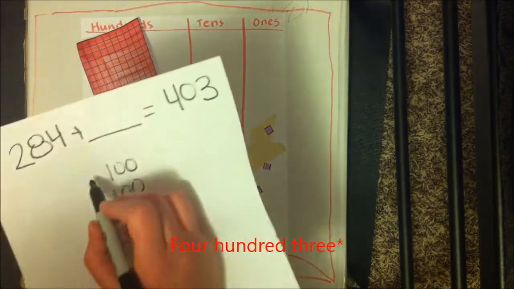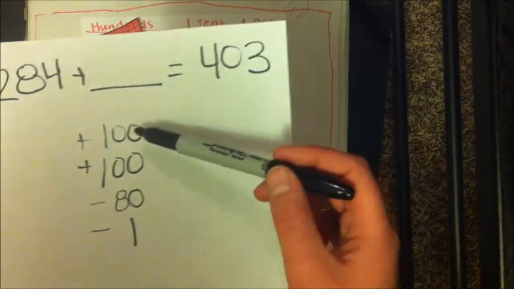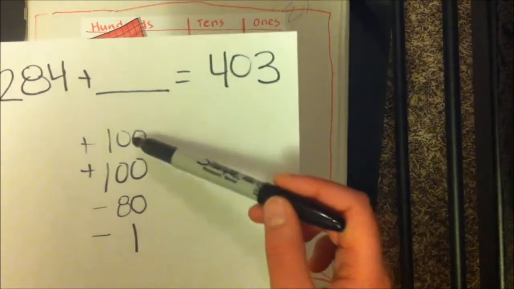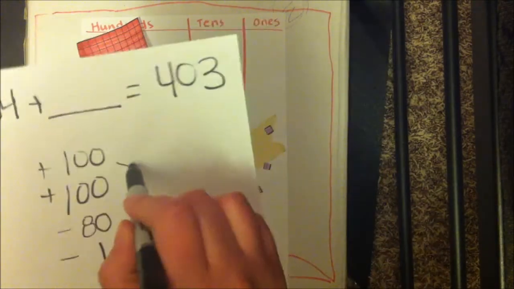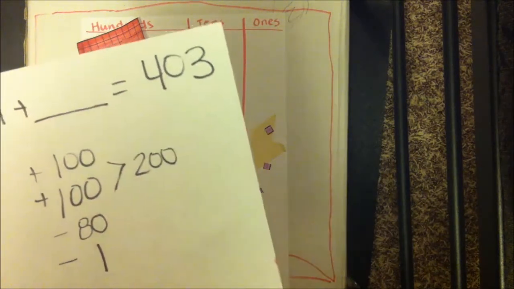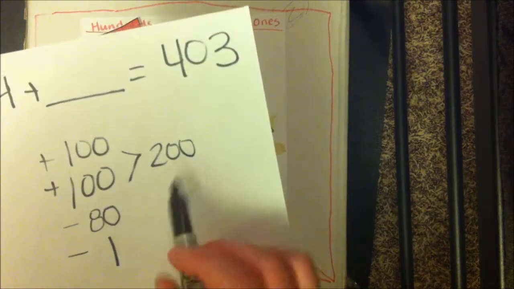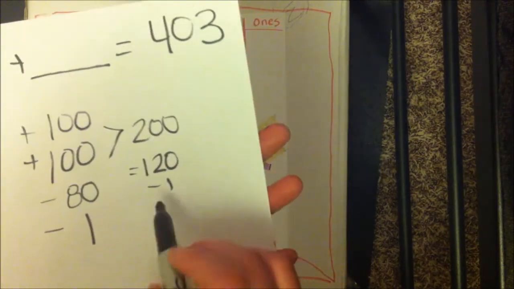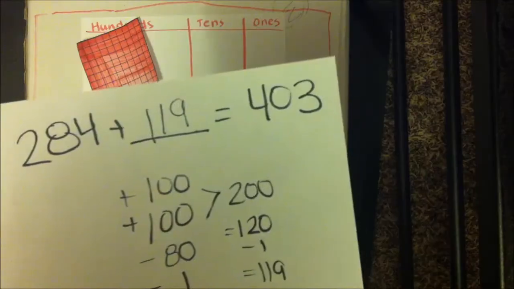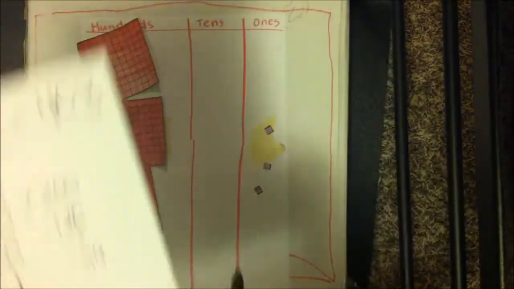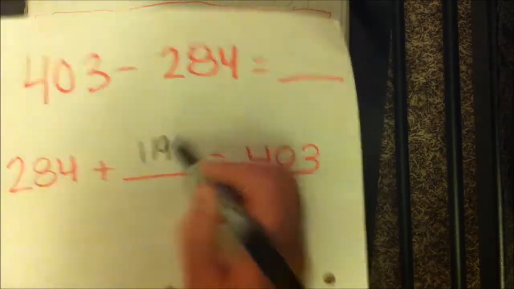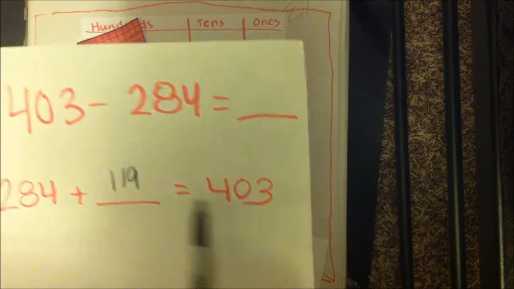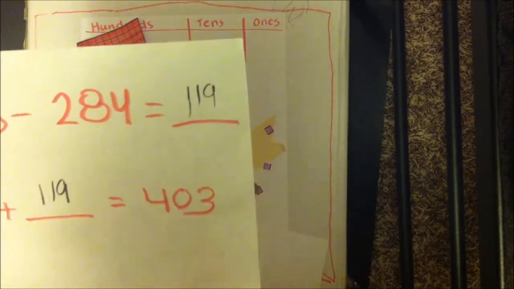So basically, these were the numbers that we added. Now we want to figure out what these numbers are all together to find this. So 100, 200. We want to subtract 80 from that. So we know that 200 minus 80 is 120. And then we still need to minus one more. 120 minus 1 equals 119. Now we know our answer here is 119. And if we go back to our original equation, we can put 119 in there. And again, because it's a fact family, 284 plus 119 equals 403. Well, 403 minus 284 equals 119.